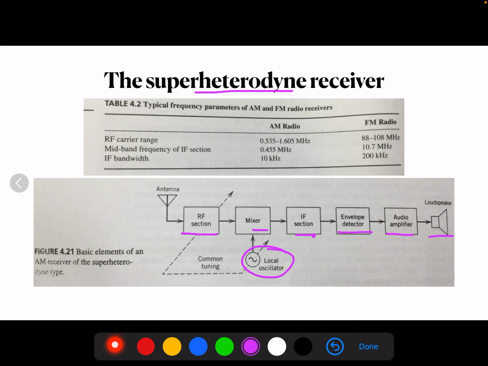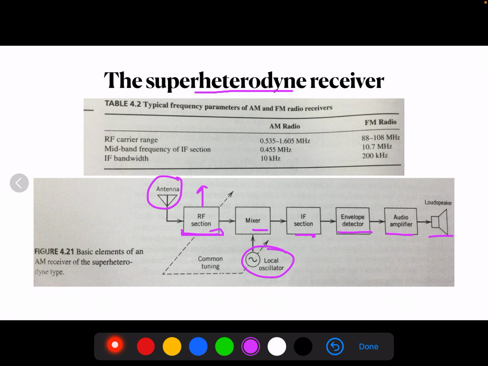The receiver consists of a radio frequency (RF) section, a mixer and the local oscillator, an intermediate frequency section, a demodulator, and a power amplifier. The incoming signal is picked up by the receiving antenna and amplified by the RF section, and it is tuned to the carrier frequency of the input signal. RF section tuning is done.